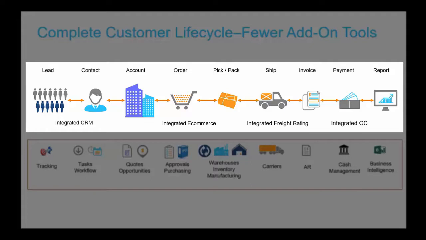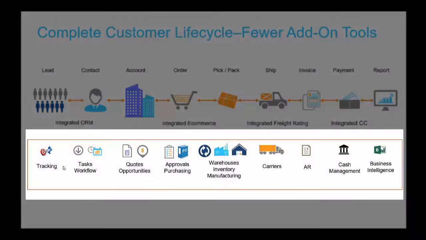The fact that many of these things at the core have integration points means that in the long run you should end up with a much more effective connected platform, but also from a budget standpoint, I think you'll find that Acumatica can be more budget friendly. You can also see some of the other aspects down below here, where obviously we have tracking. We also have task workflow capabilities built in. We can turn quotes to opportunities. We also have approvals for purchasing, for requisitions. We can integrate carriers into the system, cash management, and business intelligence. The fact that this is all one user interface makes Acumatica such a powerful choice when you're looking at a new solution.